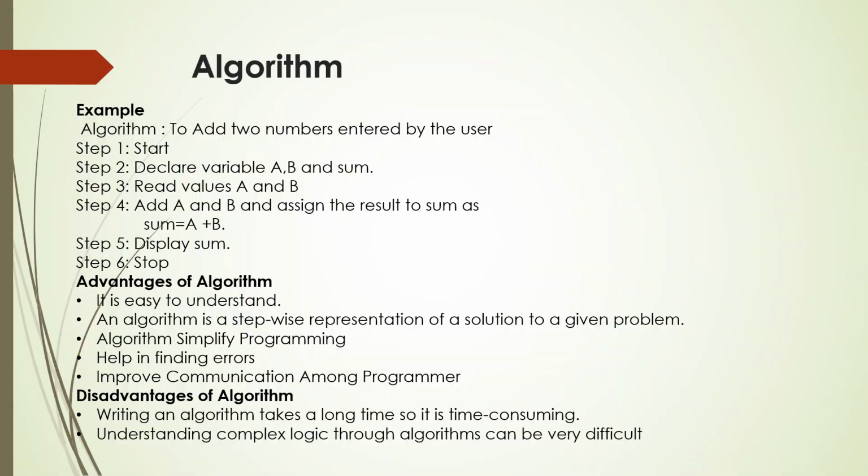Step number 5, display sum. After performing the calculation, the result should be shown to the user. This is called output. The computer displays the sum. Suppose a is 30 and b is 20, then the sum displayed is 50. If we do not display the result, the user will never know whether the calculation was successful or not. Therefore, every program generally has three stages: input, processing, and then output. This simple example clearly demonstrates all three stages.